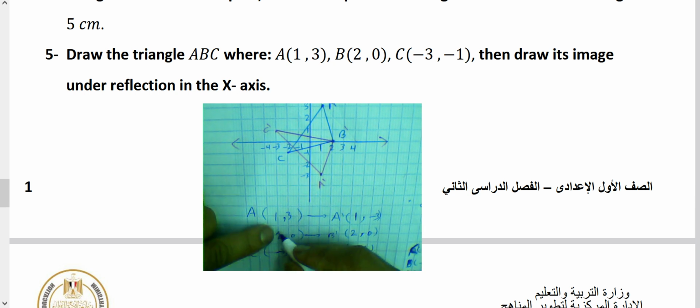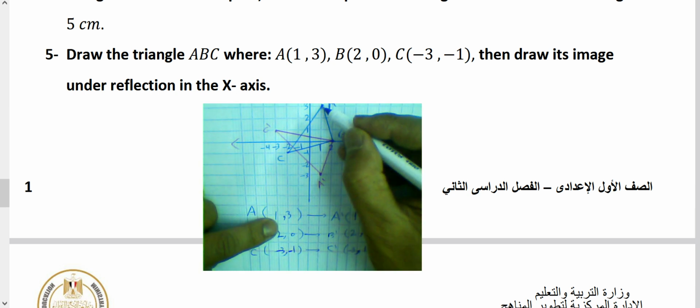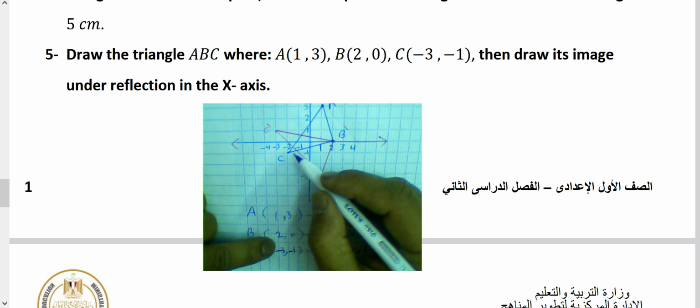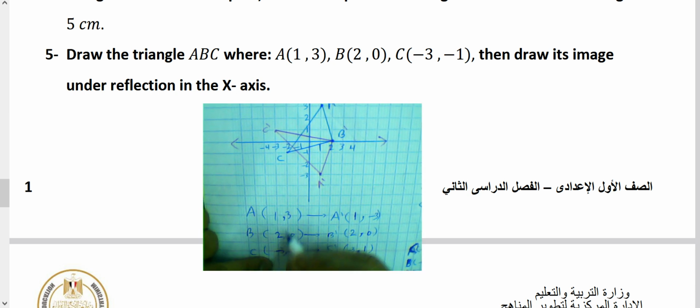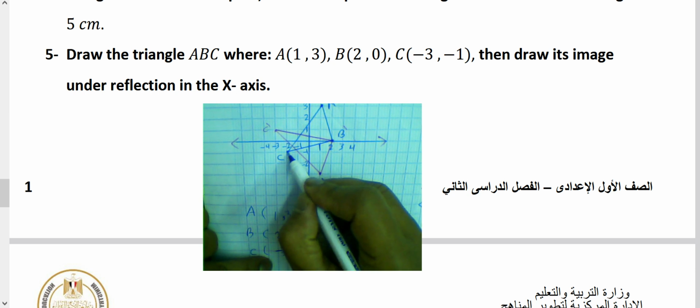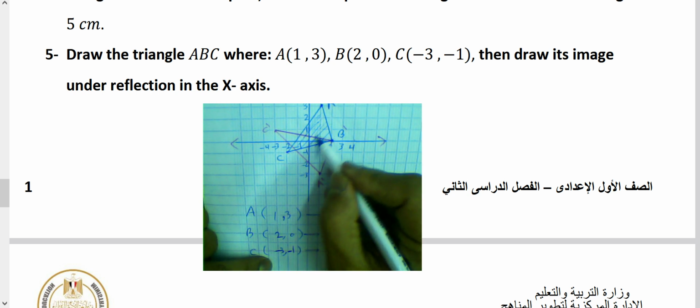Look at here. First point A 1 and 3, B 2 and 0 here, and C -3 and -1 here. So this is the first triangle.